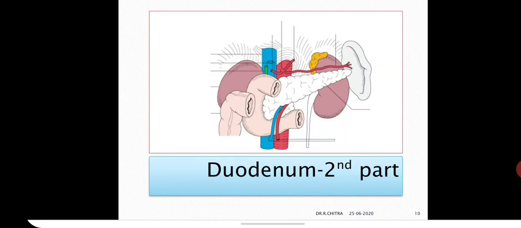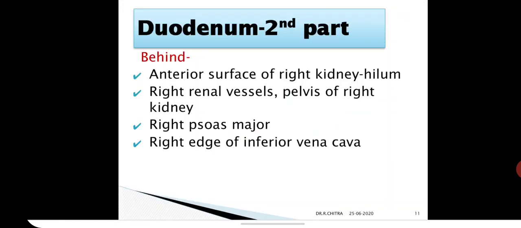What is posterior to the third part of the duodenum? Up to the right edge of the inferior vena cava is the second part. So the third part will be over the inferior vena cava and the abdominal aorta. What will be the relations above the third part? Head of the pancreas. Below will be the coils of the jejunum. So now we will continue with the third part of the duodenum.